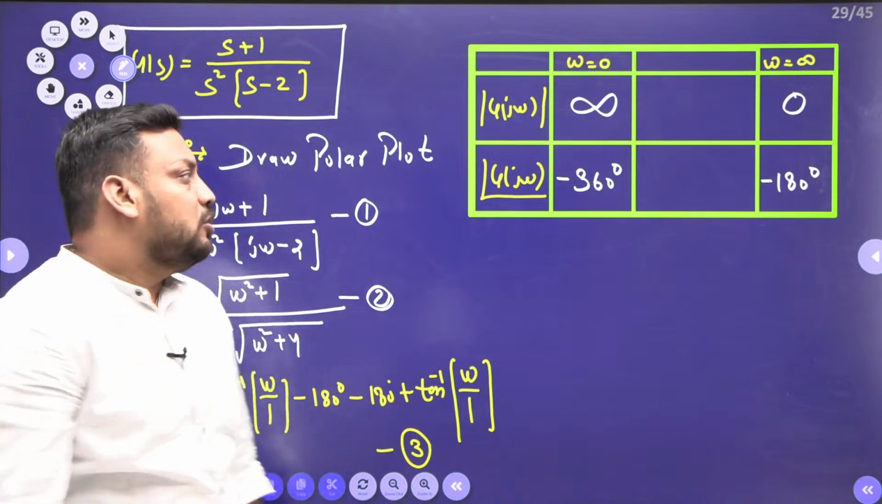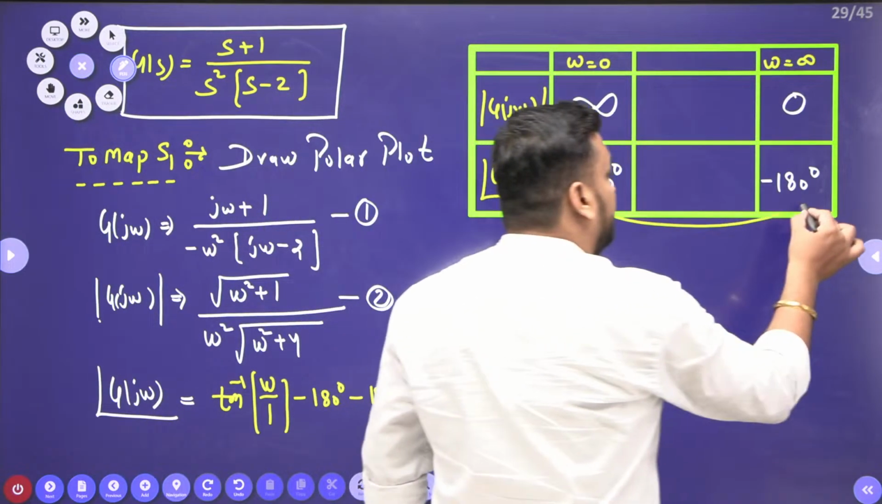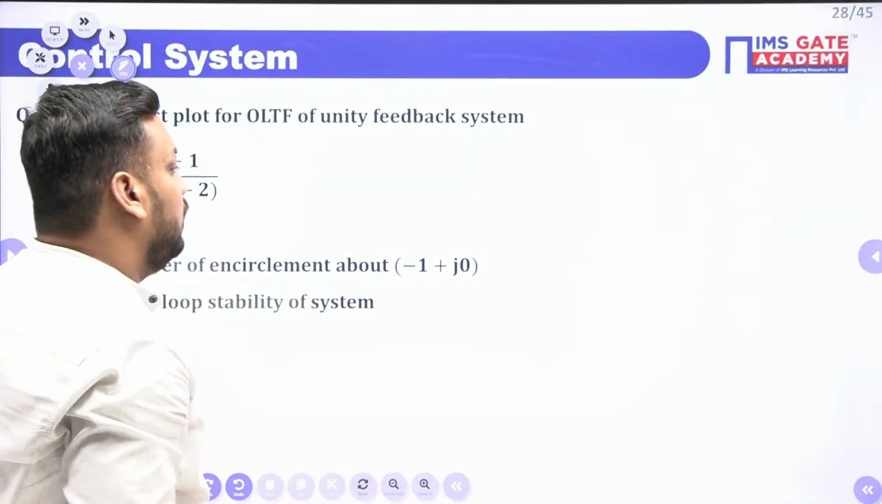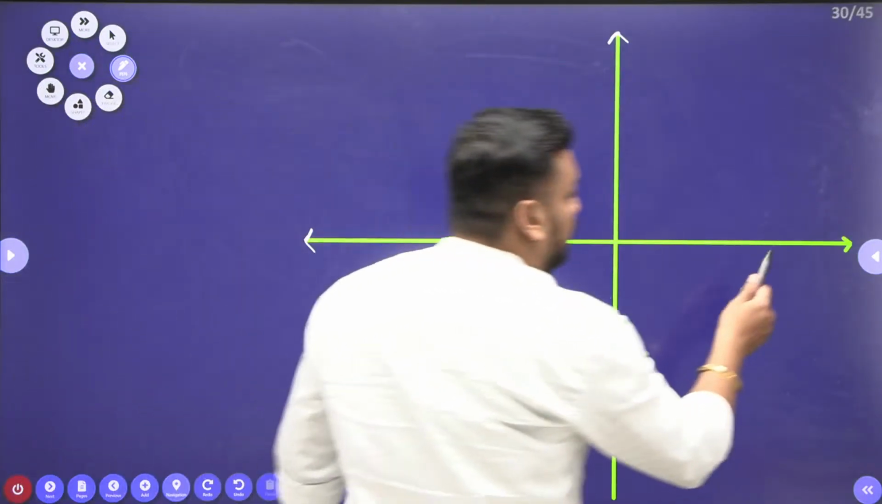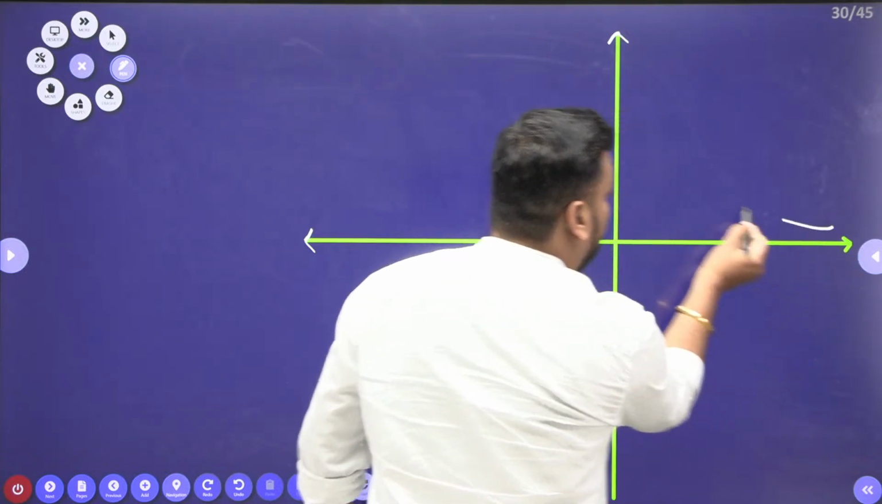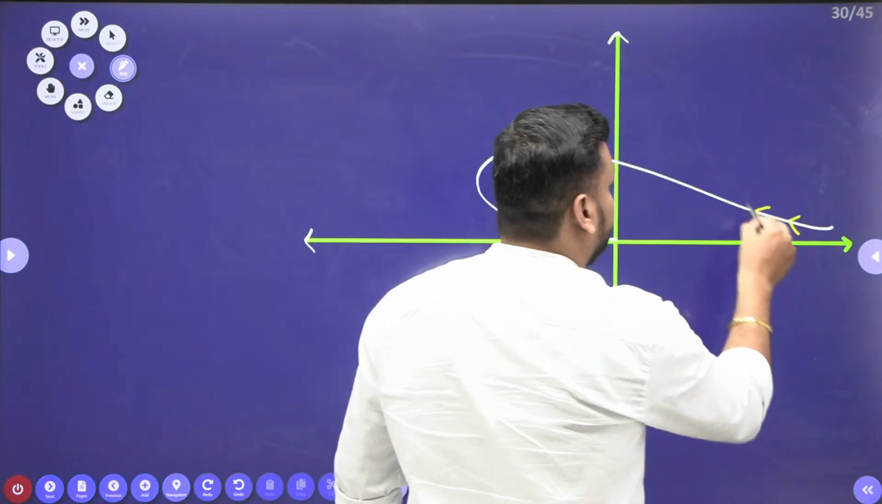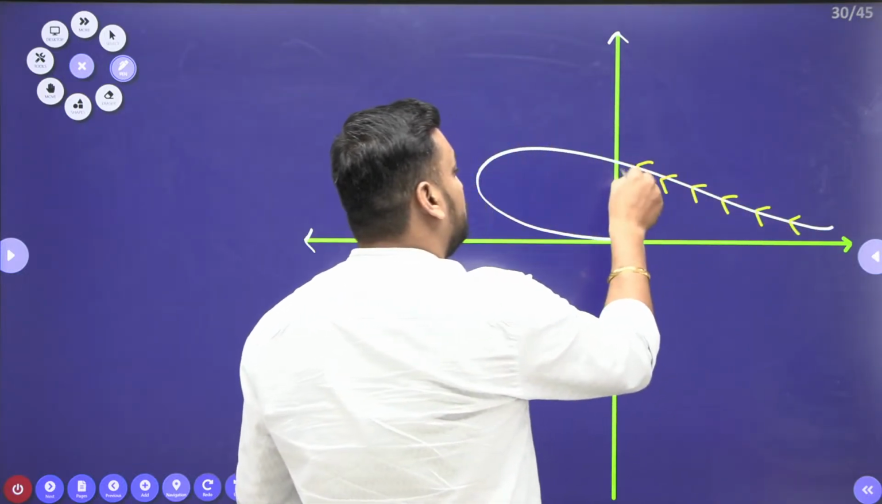Yeah. So minus 360 degree to minus 180 degree, it means we should travel 180 plus 180, plus 180 means on the anti-clockwise. It means your first polar plot will look like this. This is your polar plot, guys.